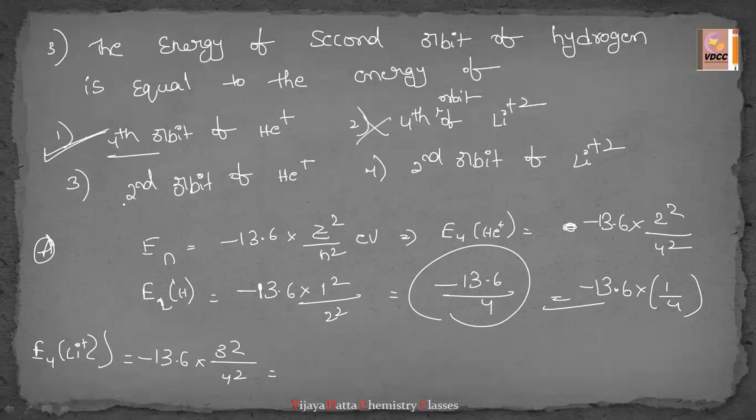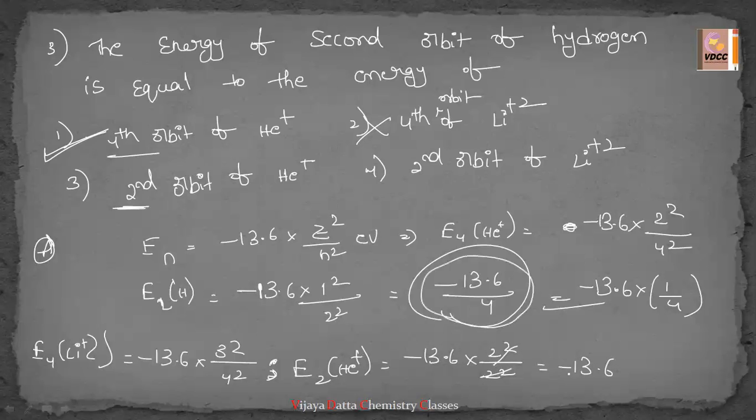Even you can go for the second orbit. If you substitute in the second orbit of helium, 2 square by 2 square get cancelled. Energy of the second orbit for helium plus is minus 13.6 into 2 square by 2 square. Then these two get cancelled, minus 13.6, but we want minus 13.6 by 4. We got minus 13.6, so not the third option also.